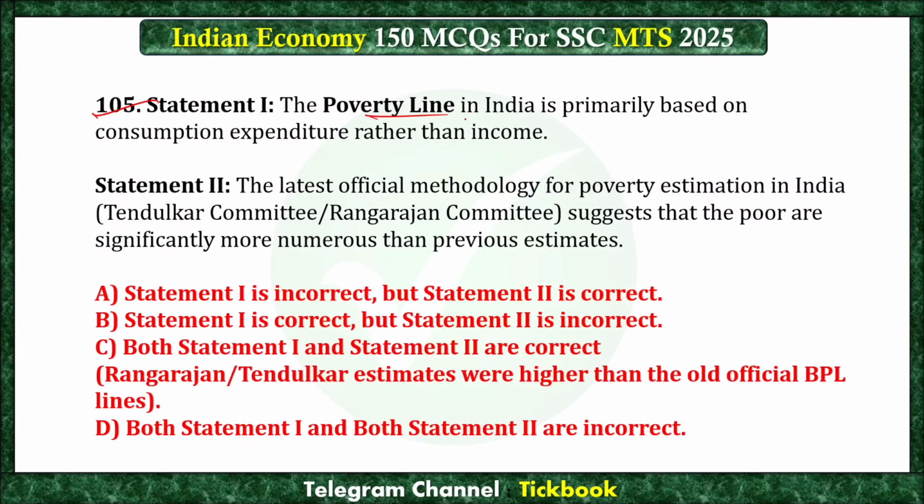105. Statement 1: The poverty line in India is primarily based on consumption expenditure rather than income. Statement 2: The latest official methodology for poverty estimation in India, Tendulkar Committee or Rangarajan Committee, suggests that the poor are significantly more numerous than previous estimates. Option B, both statements 1 and 2 are correct. Rangarajan and Tendulkar estimates were higher than the old official BPL lines.